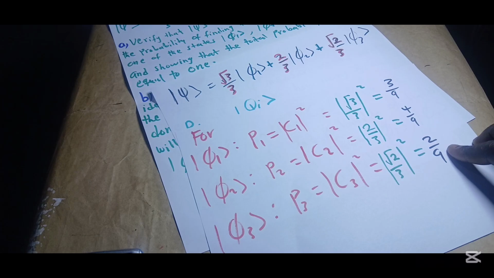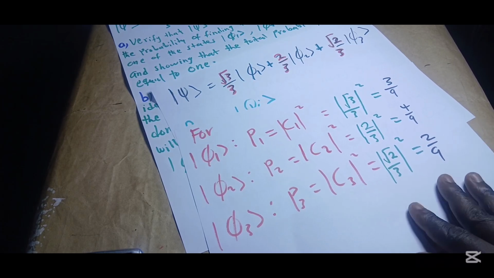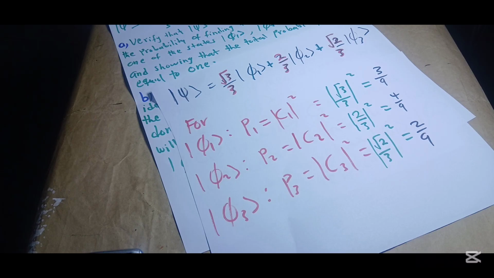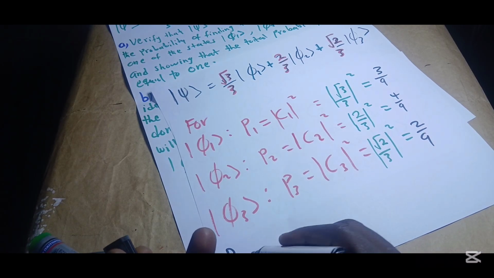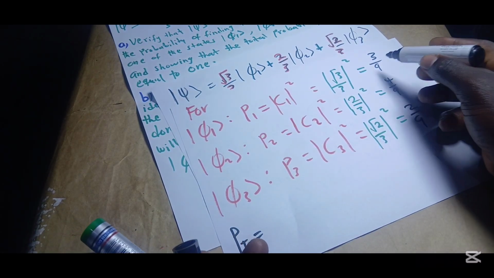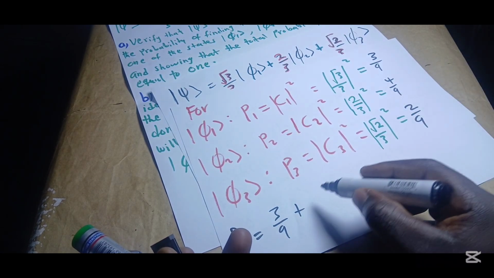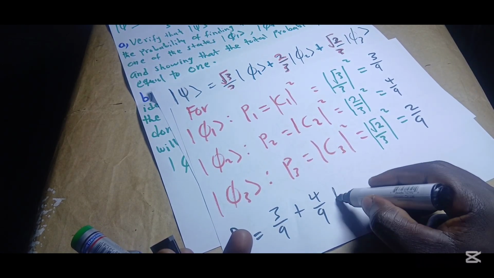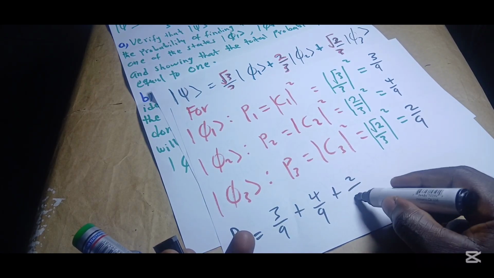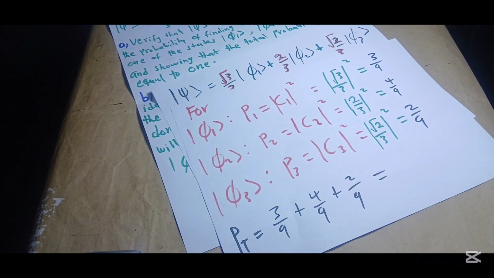So the total probability should be equal to 1 if the wave function is normalized. So total probability, let's say PT, equals 3 over 9 plus 4 over 9 plus 2 over 9. And let's evaluate this and see what we get. That is equal to 1.